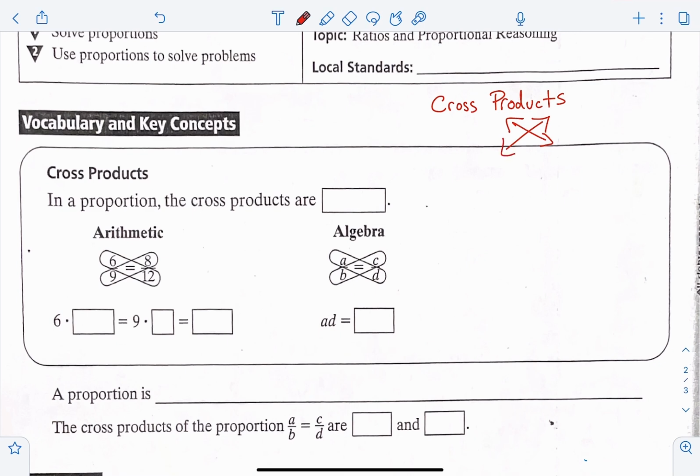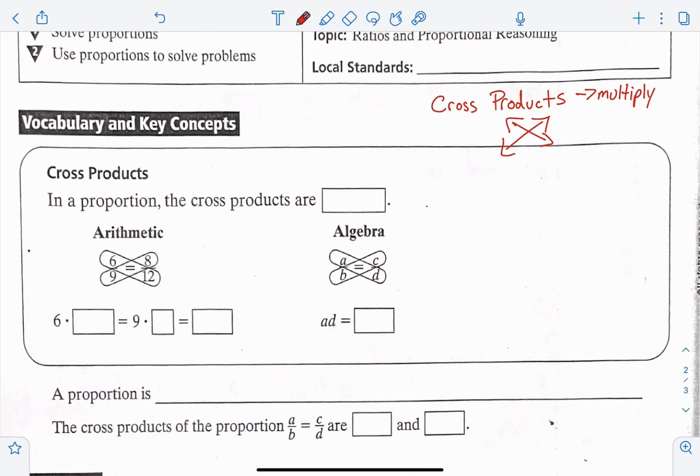So if we have a fraction, we're going to multiply the top of the first fraction by the bottom of the second fraction, bottom of the first fraction by top of the second fraction. Multiply. We've been using a similar pattern to simplify things, but when we're talking about cross products, we're going to be talking about multiplying in that cross pattern.